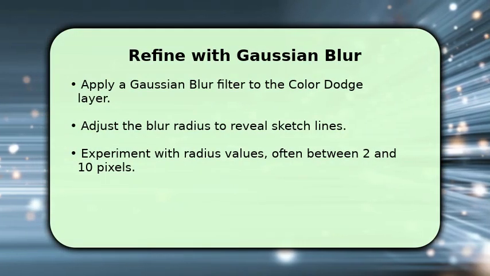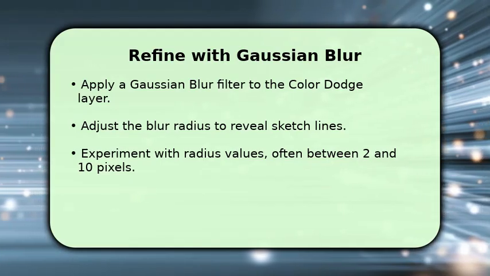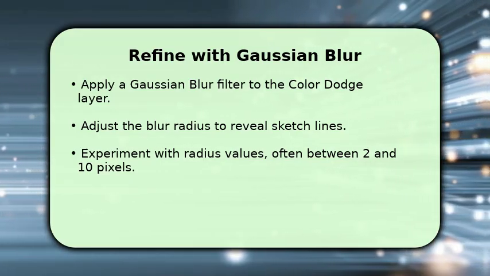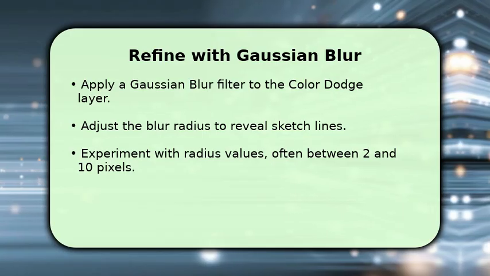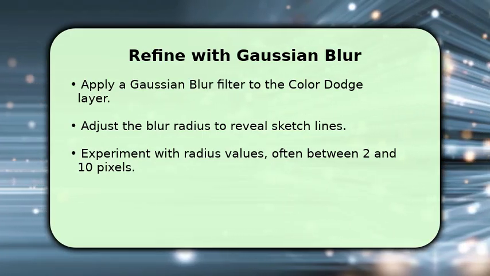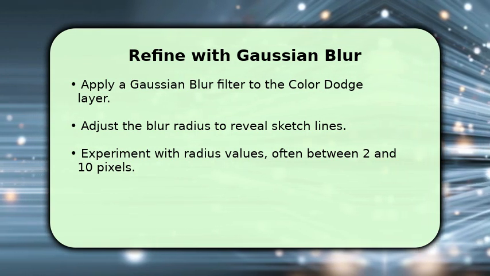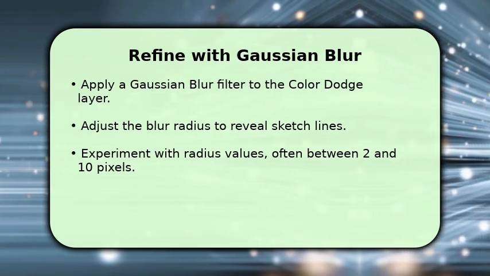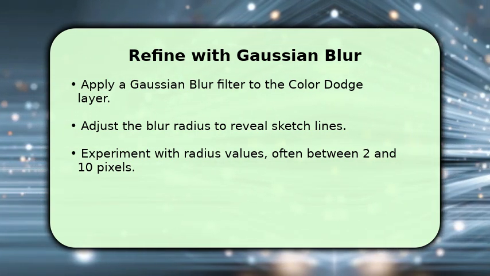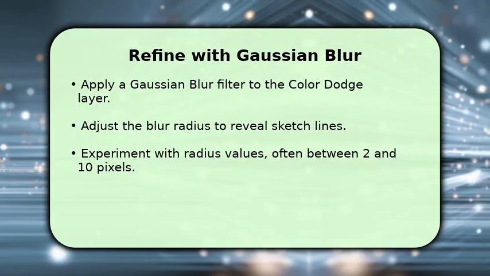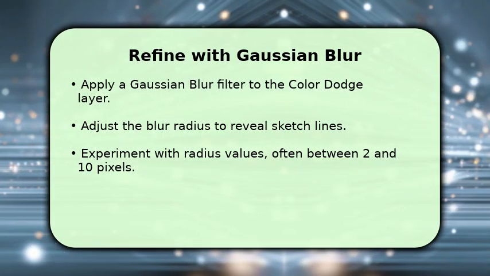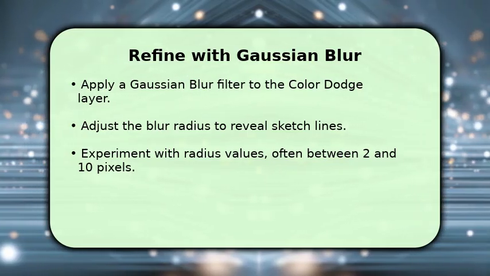With the color dodge layer still selected, go to Filter, then Blur, and choose Gaussian Blur. This is where the magic happens. Adjust the radius slider. As you increase the radius, you'll see the sketch lines begin to emerge from the white background. A radius between 2 and 10 pixels often works well, but feel free to experiment for your desired effect.